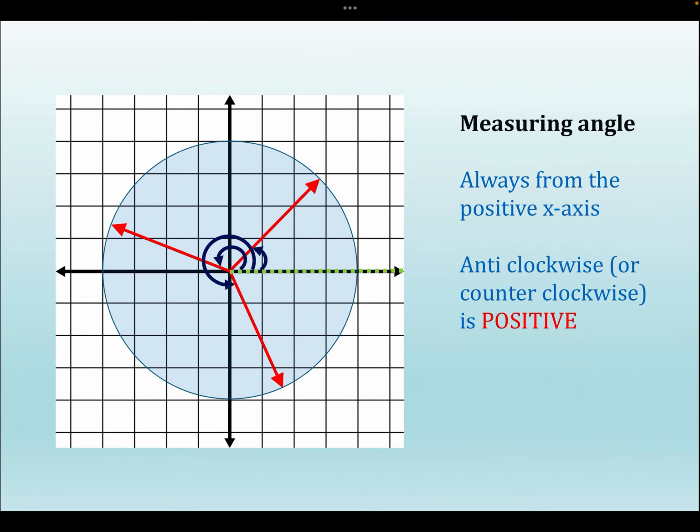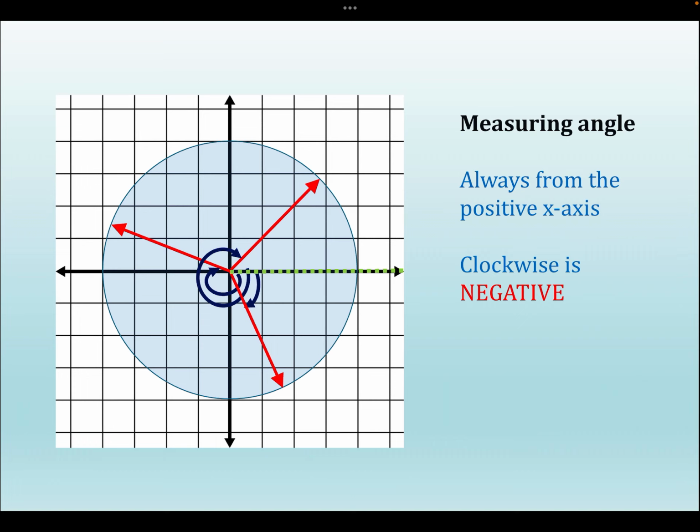Now, let's have a look at measuring angles. It is always measured from the positive x-axis, which is this line here. Anti-clockwise, which is that way, is always positive. Another term for it is counterclockwise. If we go clockwise from the positive x-axis, the angle is negative.